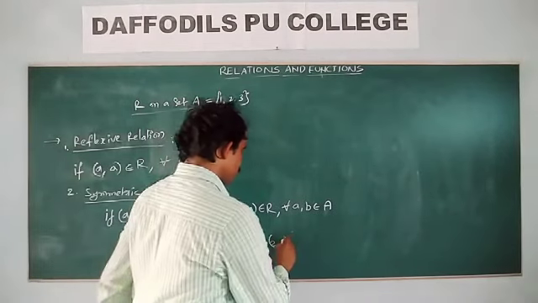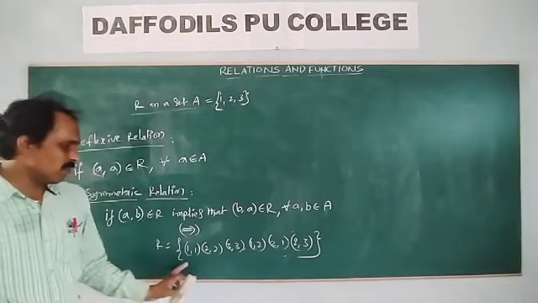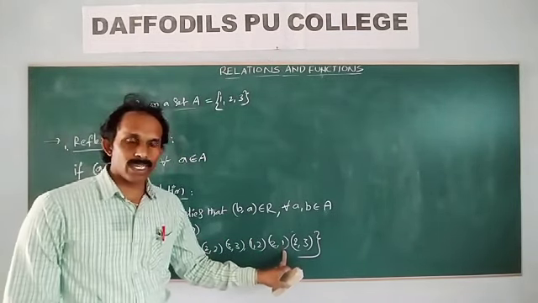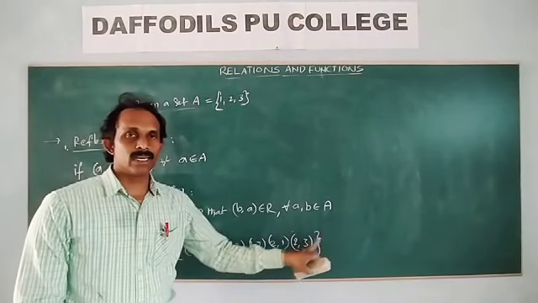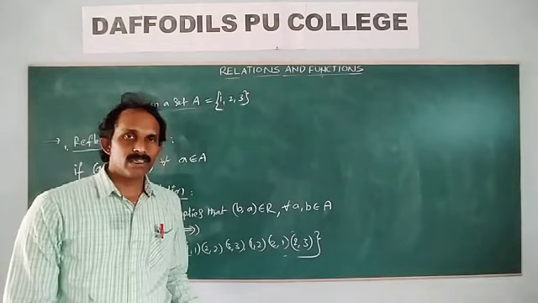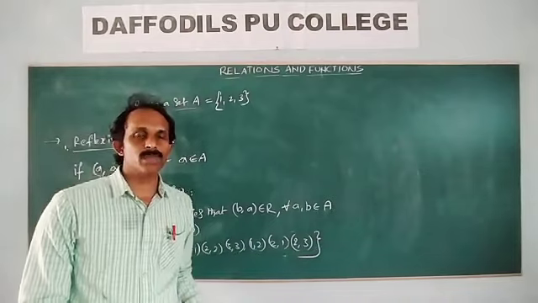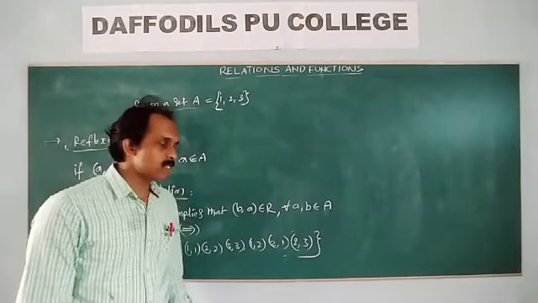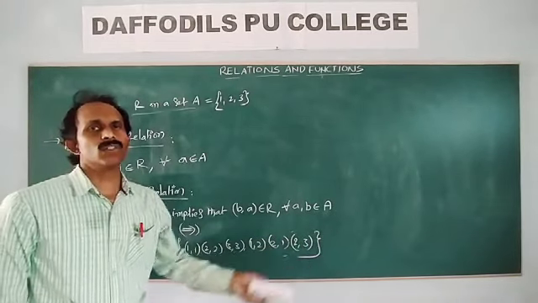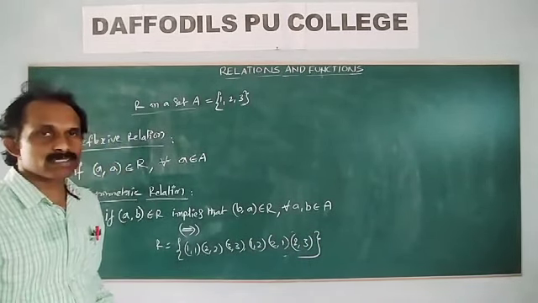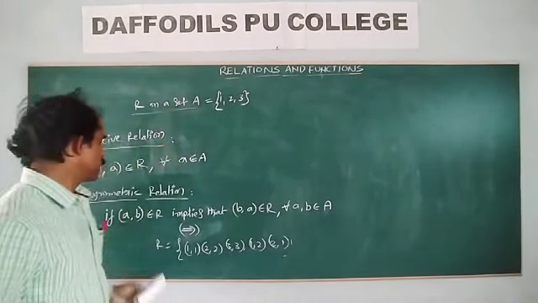Suppose we add (2, 3): {(1, 1), (2, 2), (3, 3), (1, 2), (2, 1), (2, 3)}. Is it a symmetric relation? No, it is not a symmetric relation. Why? Because (2, 3) is there, the corresponding reversed pair (3, 2) must be there, then only it is symmetric. Otherwise, it is not a symmetric relation. For (2, 3), there is no (3, 2) in this relation. Understand? Symmetric relation.